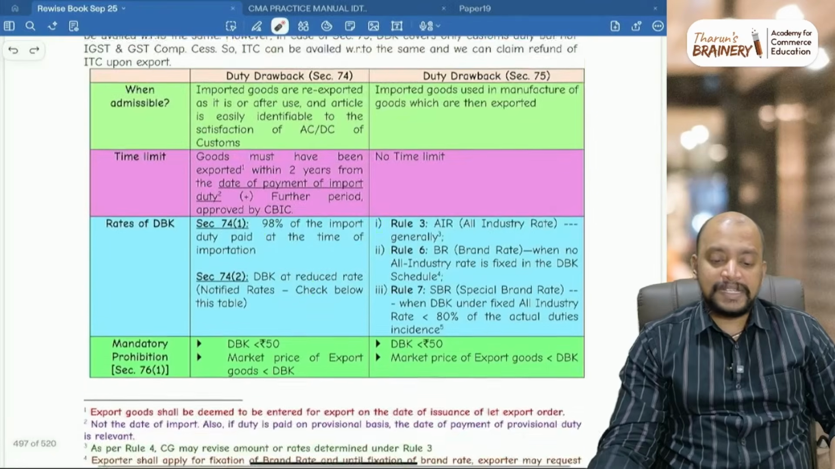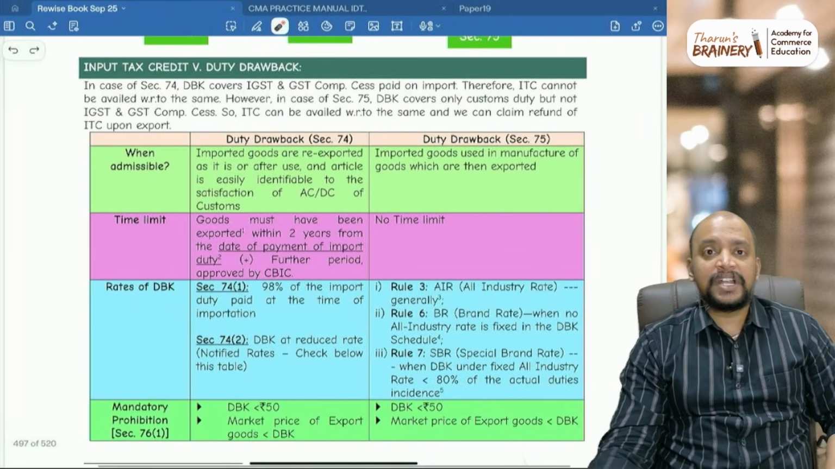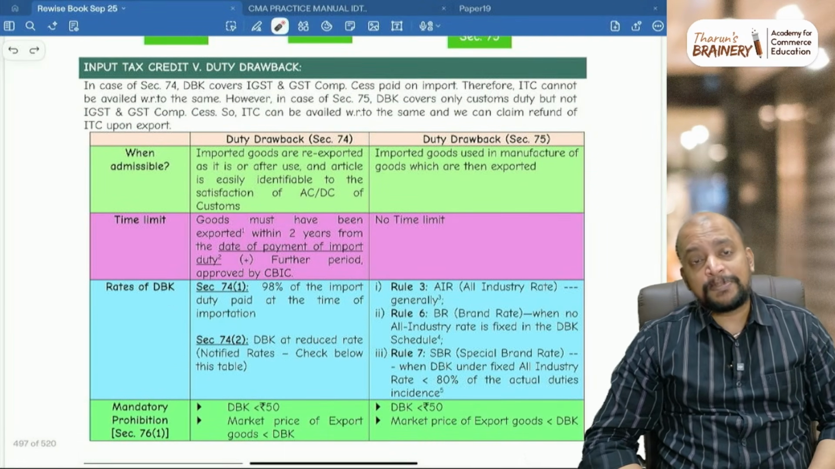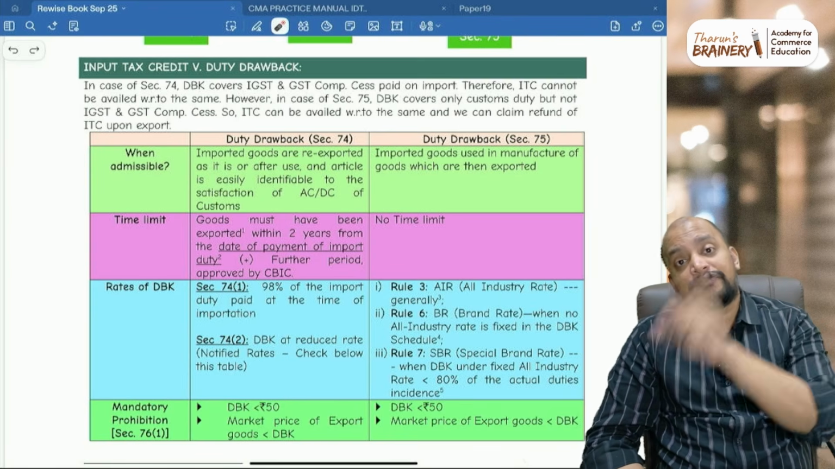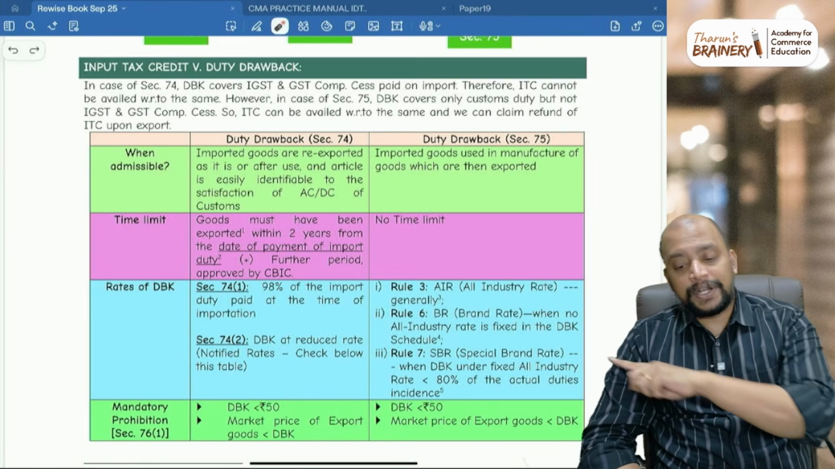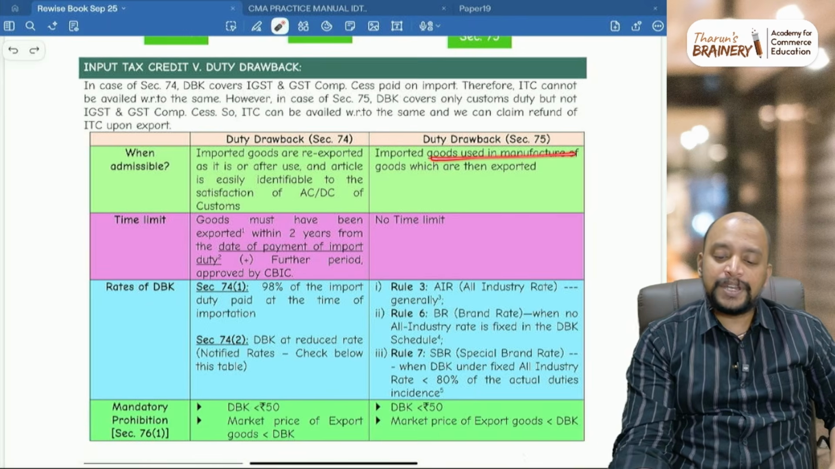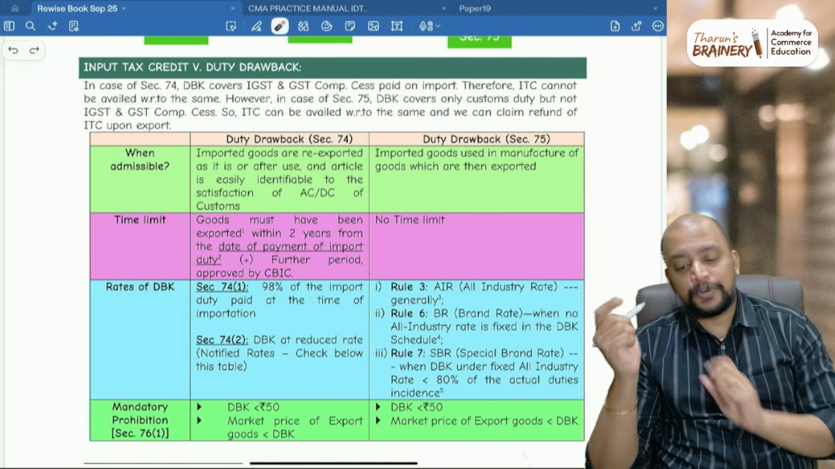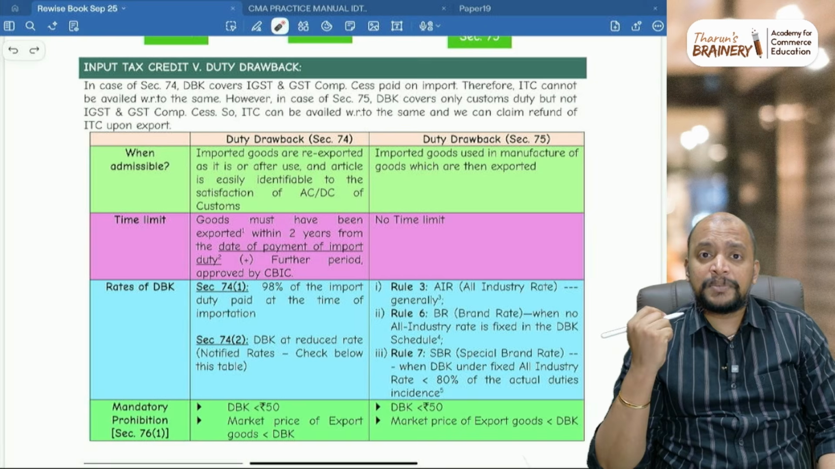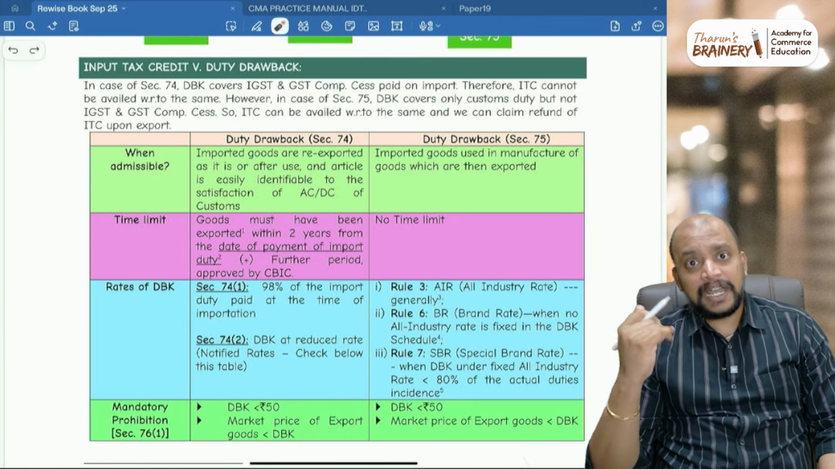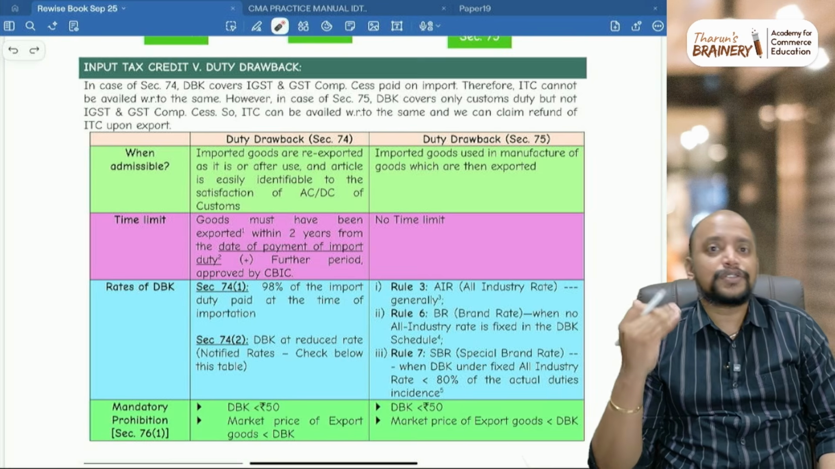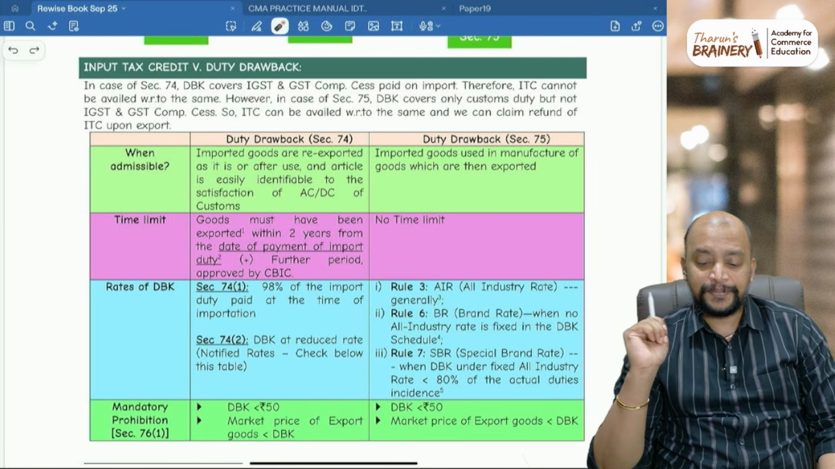Now we will see 75. When is 75 applicable? Imported goods which are used in manufacture of finished goods that are exported. Imported goods used in manufacture of goods which are then exported. Is there any time limit? No. So you can manufacture and export it after 5 years also, 10 years also, 20 years also. There is no time limit.